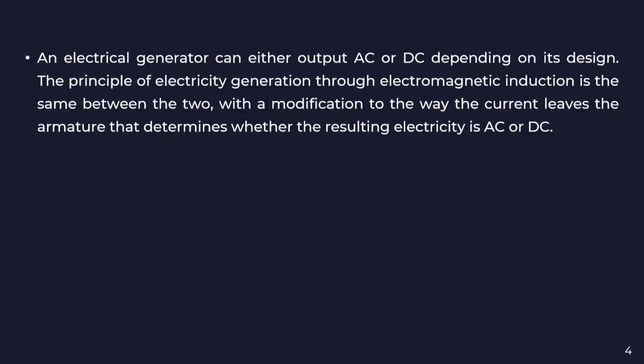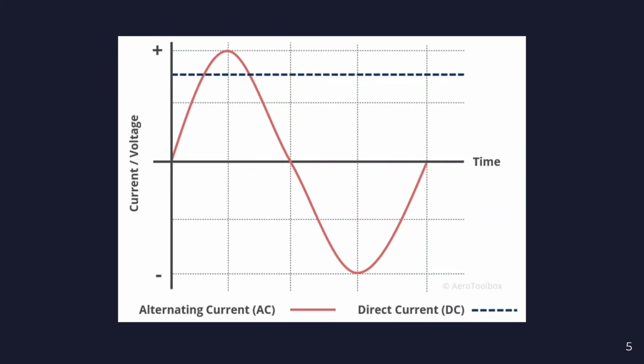An electrical generator can output either AC or DC depending on its design. The principle of electricity generation through electromagnetic induction is the same between the two, with a modification to the way the current leaves the armature that determines whether the resulting electricity is AC or DC. Figure shows alternating current and direct current.